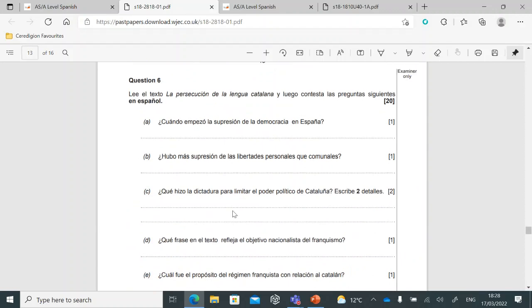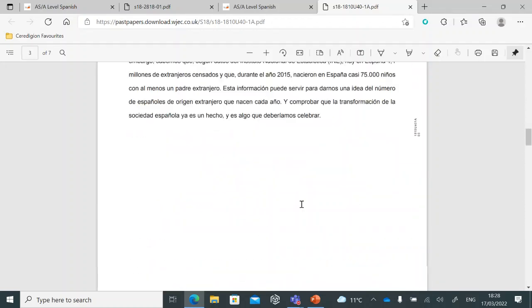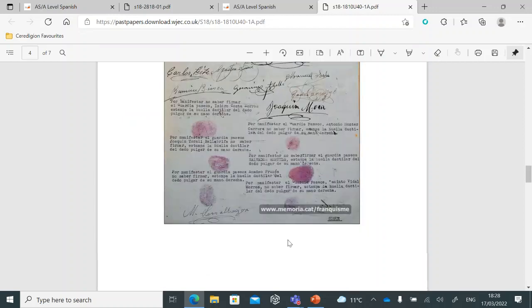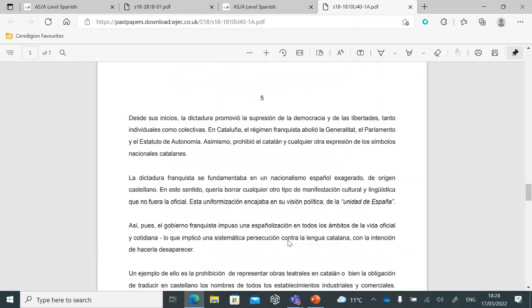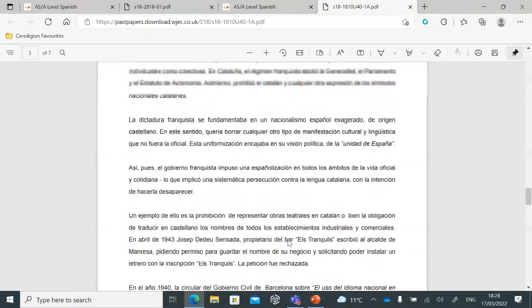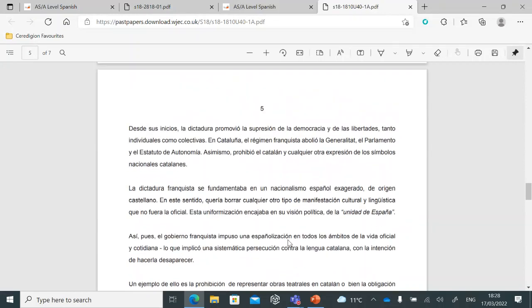and question 6. Lee el texto La persecución de la lengua catalana y luego contesta las preguntas siguientes en español. If you look at the relevant folder, you'll be looking at the text. Here it is. For use with section B, question 6, la persecución de la lengua catalana. Okay, so make sure that you first read the text one time to get a general meaning. I'm going to read through this for you.